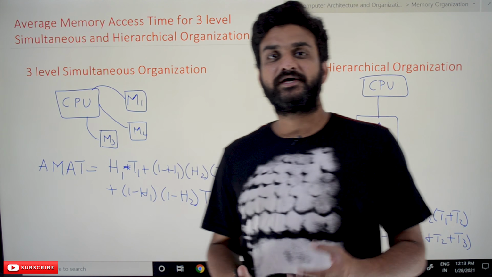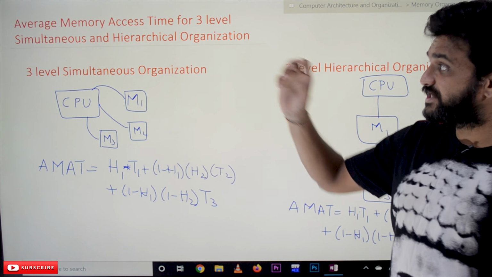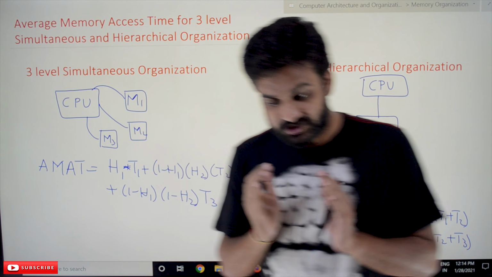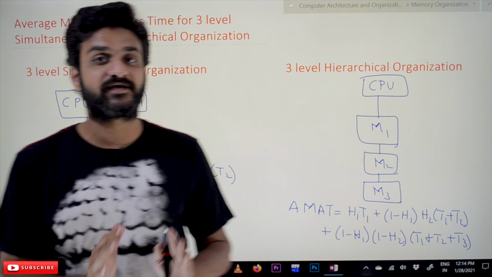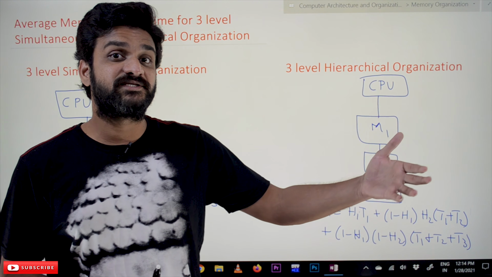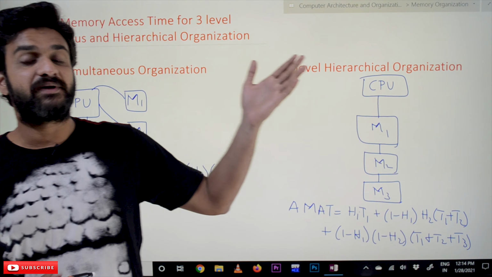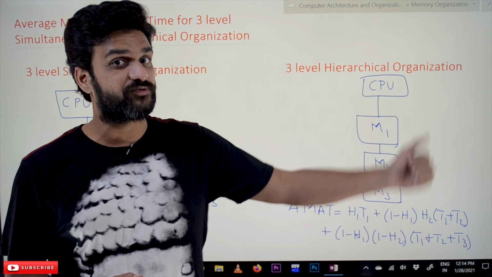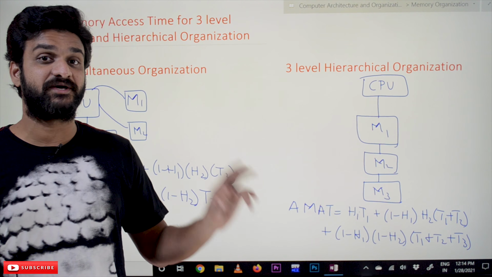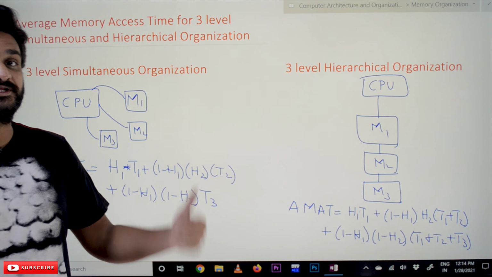I am Vikram. In this class, we'll try to understand average memory access time for 3-level simultaneous and hierarchical organization. The concept of 2-level simultaneous and hierarchical organization has already been discussed. The average memory access time for 2-level simultaneous and hierarchical memory organization has already been discussed in our previous video. If you haven't watched that video, please watch that video and come back here, because the understanding of that concept is very much important to understand this concept.